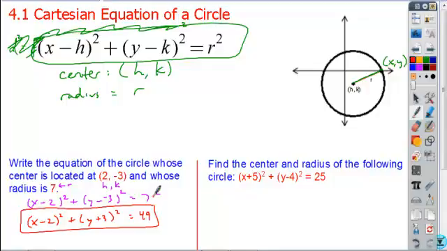Okay, questions on what I did there, because I did it pretty quickly. Okay, so that just plugs in. Here's your h, here's your k, here's your r, plug in the values.